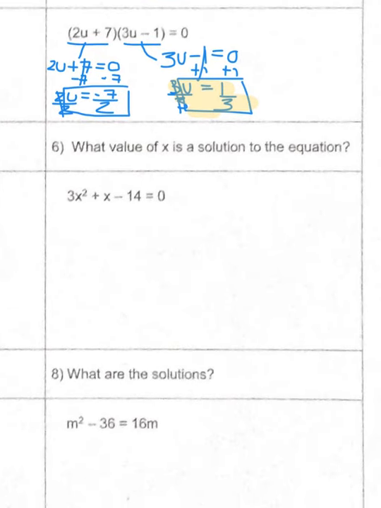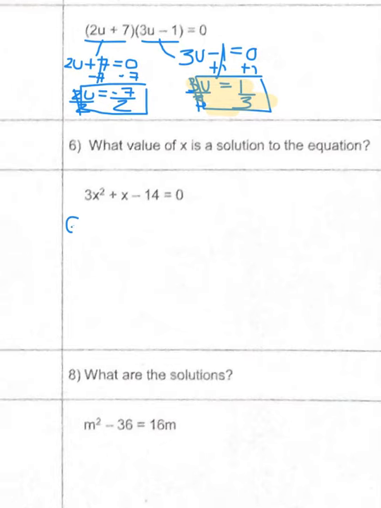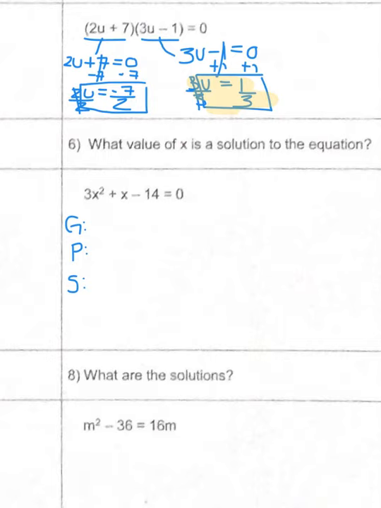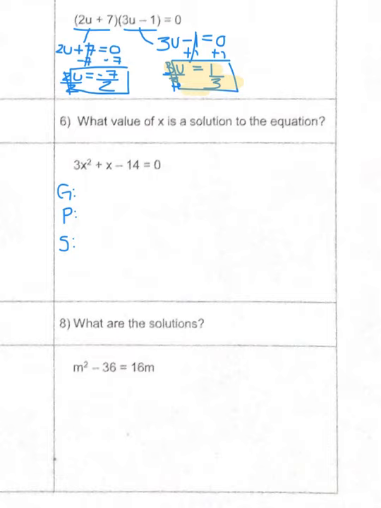There's other problems where you're going to have to factor, right? So like this in number 6, it's in standard form, it's not in factored form. So you're going to have to use your GPS. All right. There's no greatest common factor here between 3, 1, and negative 14. So we're going to say no greatest common factor. Our product, first times the last, negative 14 times 3x squared. That would be your product, and then your sum would be your middle term right here, 1x.